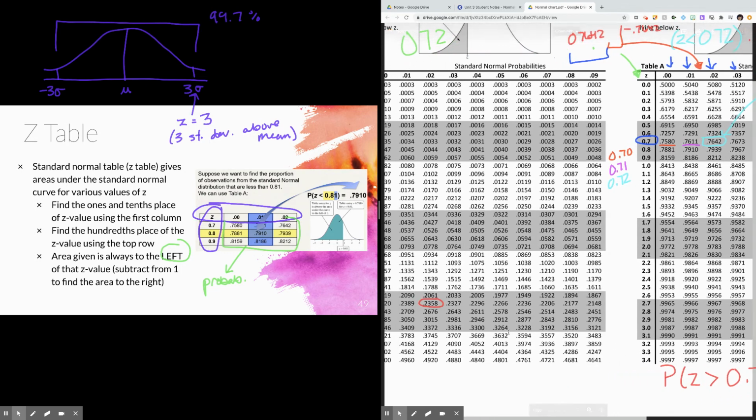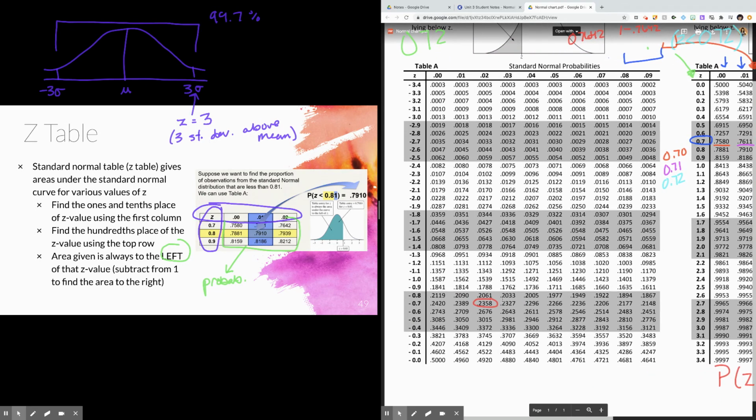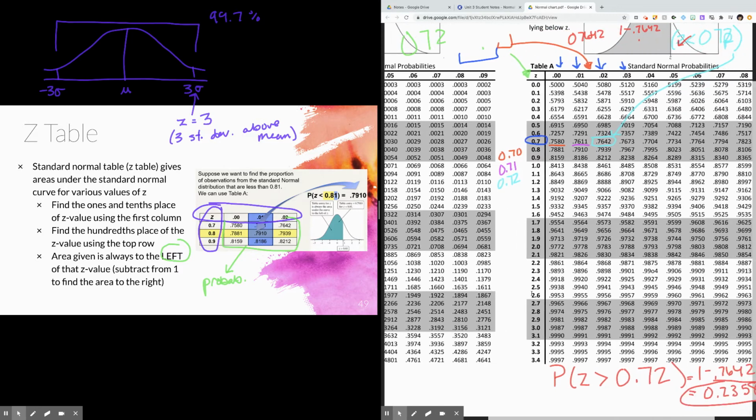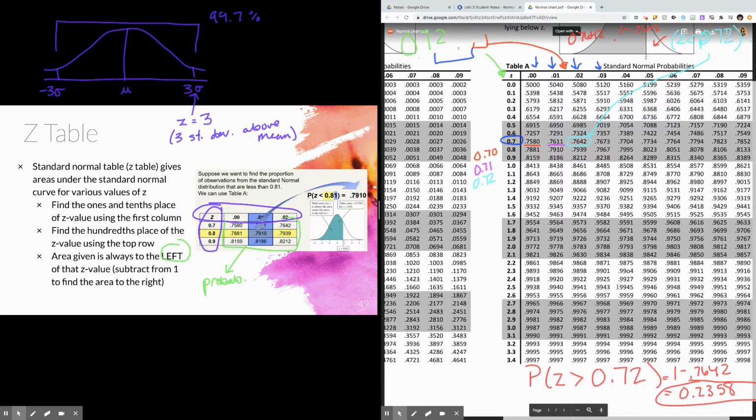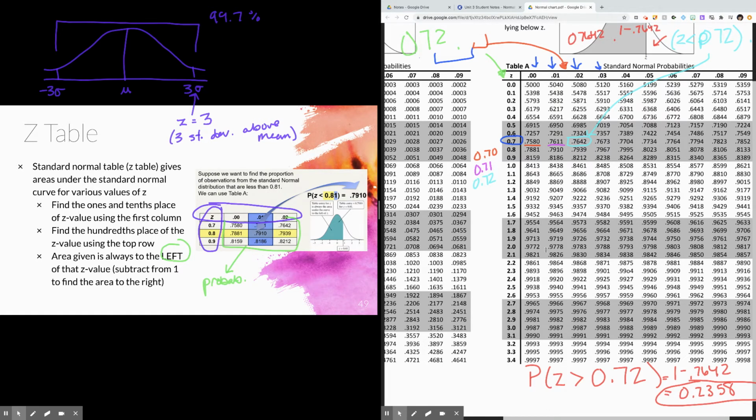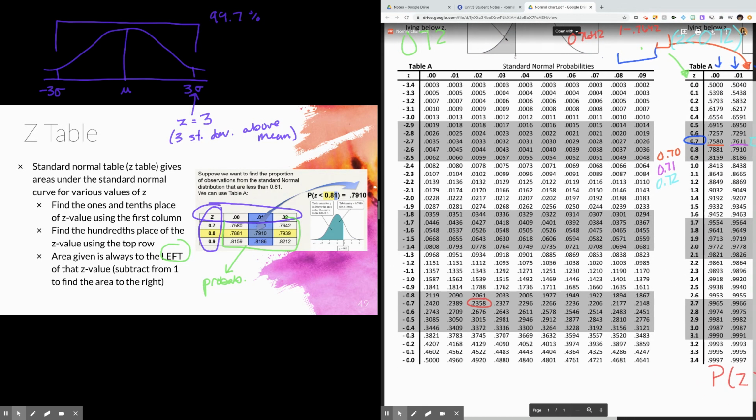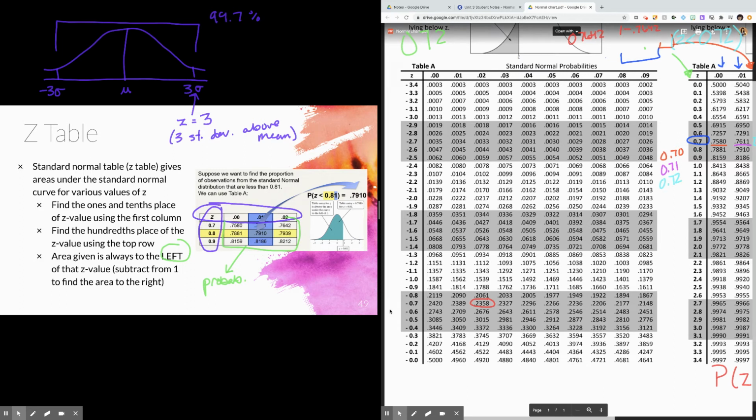Okay. If the original z value was negative, right, you would have to go over to the positive version of that z value if you were finding the area to the right. So it's always just the one with the opposite sign. Okay. So that is how you use the z table.